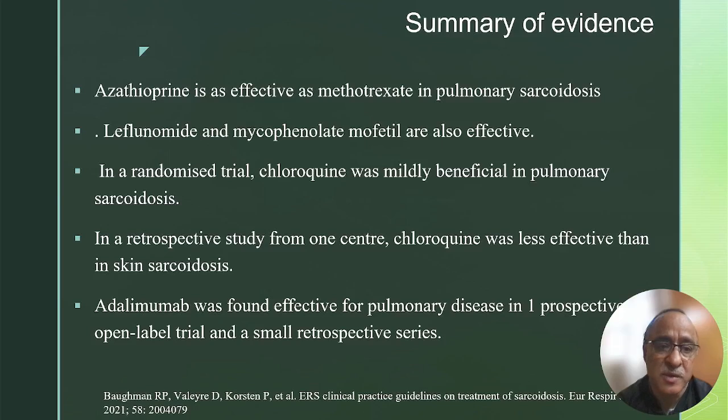Again, continuing with the summary of evidence by the ERS group, azathioprine was found to be as effective as methotrexate in pulmonary sarcoidosis. Leflunomide and mycophenolate are also effective. In randomized controlled trials, chloroquine was mildly beneficial in pulmonary sarcoidosis. In a retrospective study from one center, chloroquine was less effective in pulmonary sarcoidosis than in skin sarcoidosis. Adalimumab was found to be effective in pulmonary disease in one prospective open-label trial and small retrospective series.